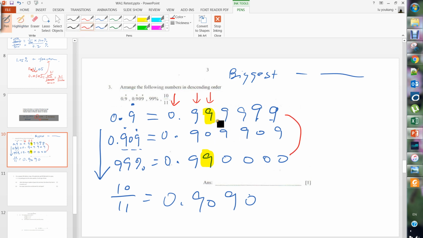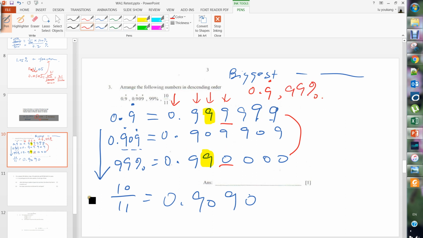To compare these two, what you do is compare this. For 9 and 0, which one is bigger? Clearly 9 is bigger than 0, right? So therefore the biggest is 0.9 dot on top. Anyone else? Okay. Next is 99%.